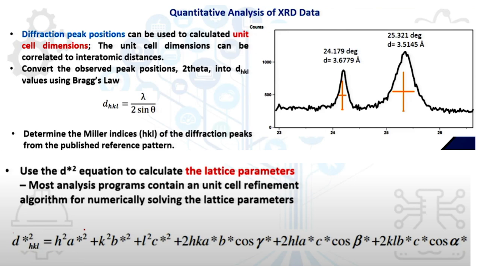This is the equation from where you will get the unit cell dimension. Now, convert the observed peak position 2 theta into d scale. We know from Bragg's law d equals lambda by 2 sin theta, and determine the HKL of the diffraction peak from the JCPDS card number, and then you can check the distance between two planes and also the unit cell dimension.